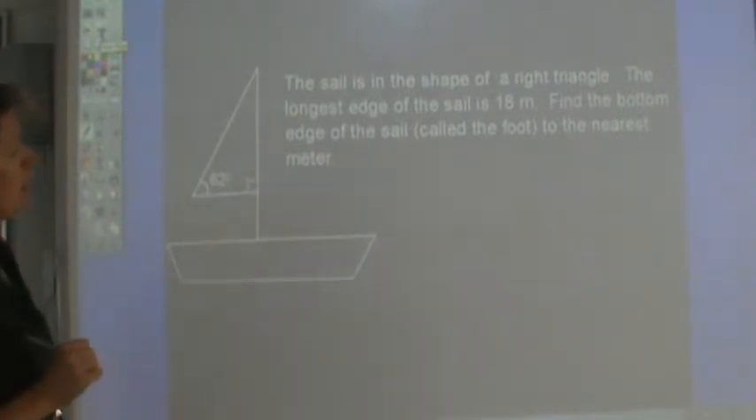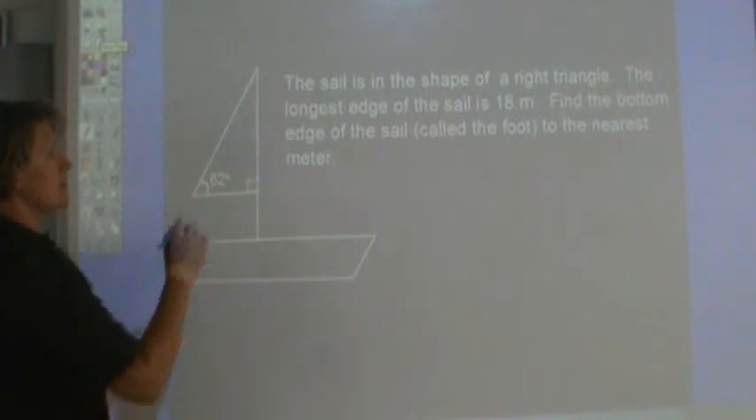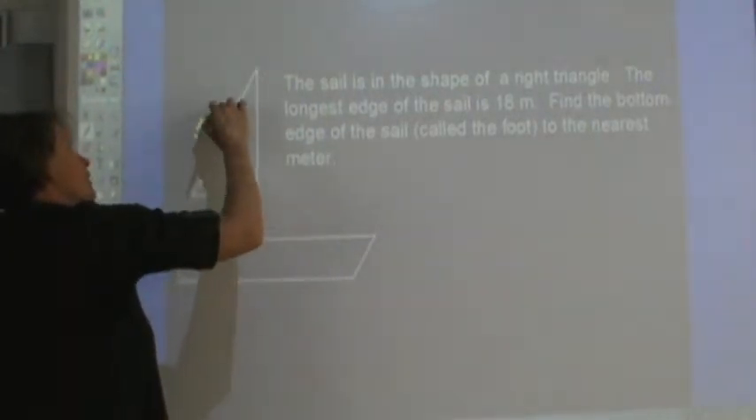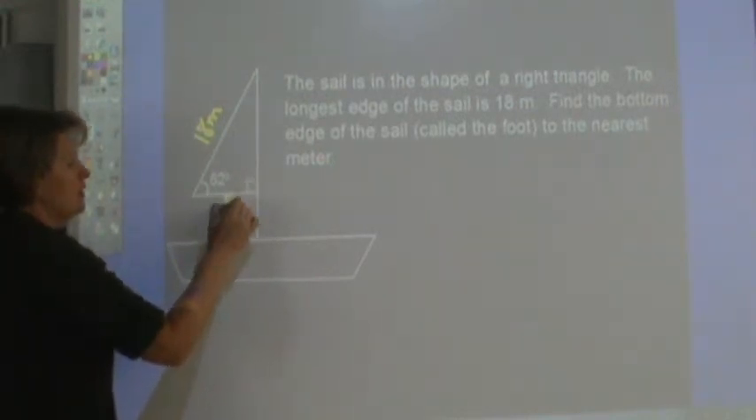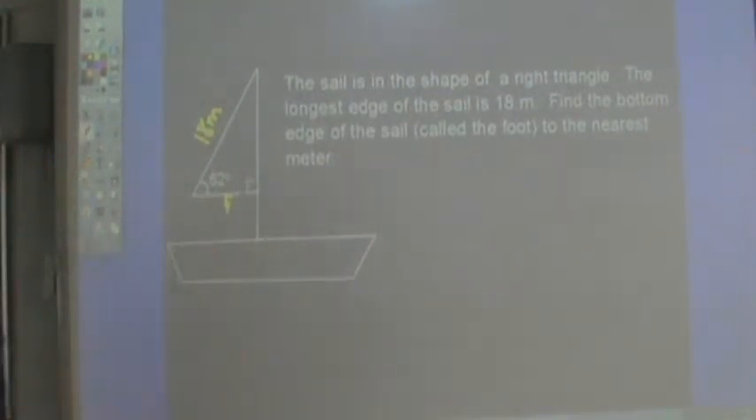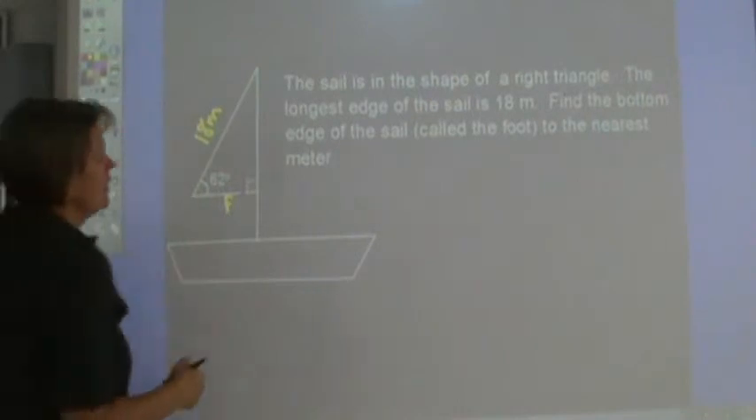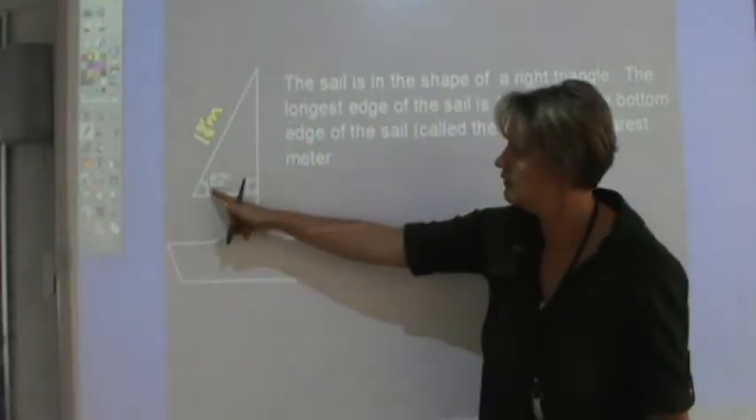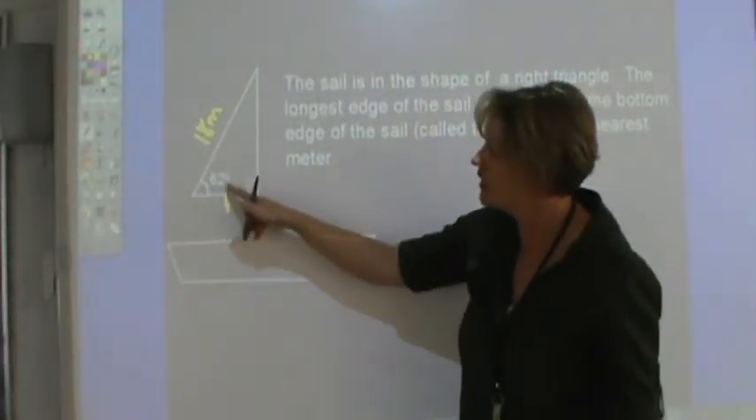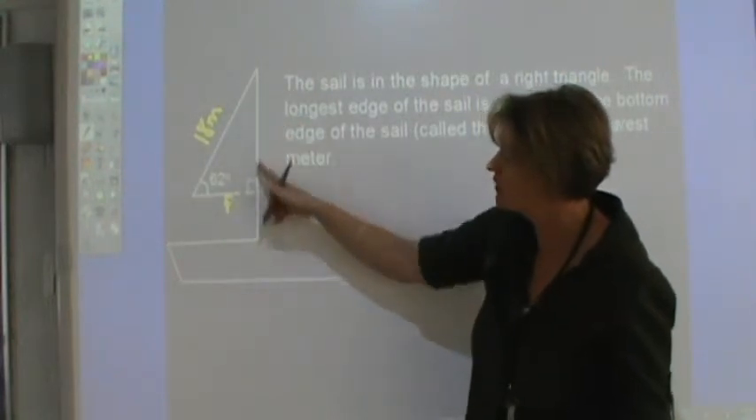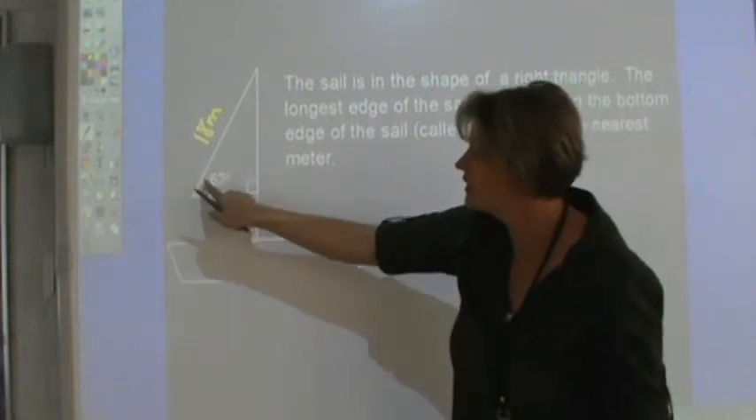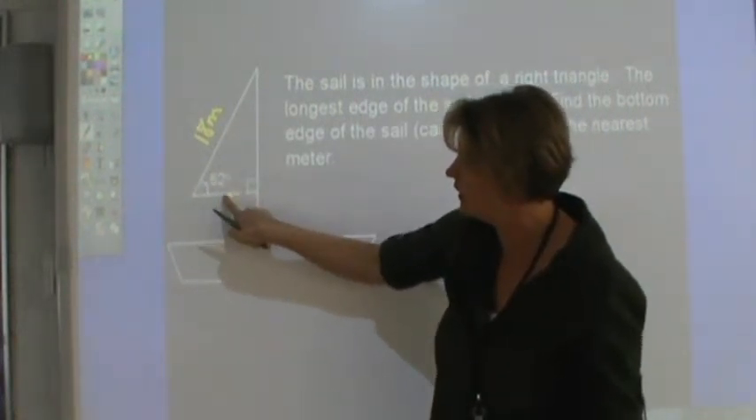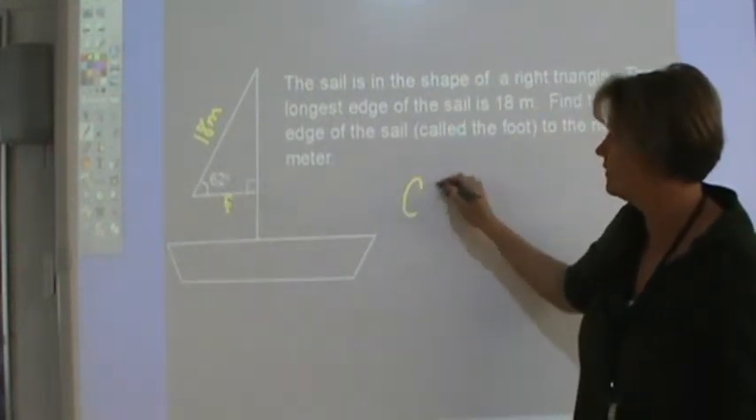All right, here we've got another one. The sail is in the shape of a right triangle. The longest edge of the sail is 18 meters. Well, of course, we know that would be our hypotenuse. Find the bottom edge of the sail, call the foot, we'll just call it F then, to the nearest meter. Okay, so from our angle, this is the adjacent side. If they gave us this one or wanted us to find this one, that'd be opposite. Then we would use sine. But because they gave us the adjacent, we're trying to find it, we want to use cosine.